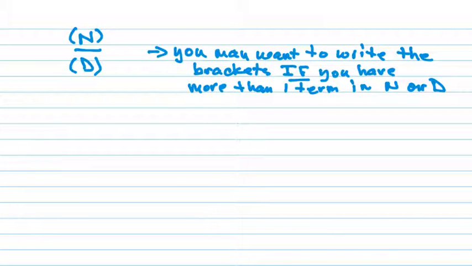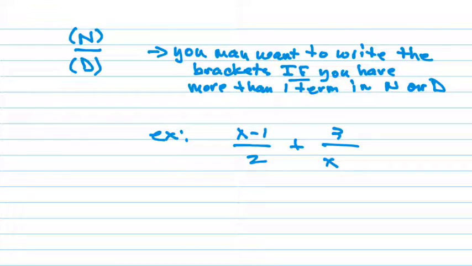Get used to it. Wait, in 2 separate brackets or one bracket? Just one, wherever you have more than one term. So, for example, if you have x minus 1 over 2 plus 3 over x minus 2, where would I want to put brackets? Around the top up there and the bottom down there. Right.